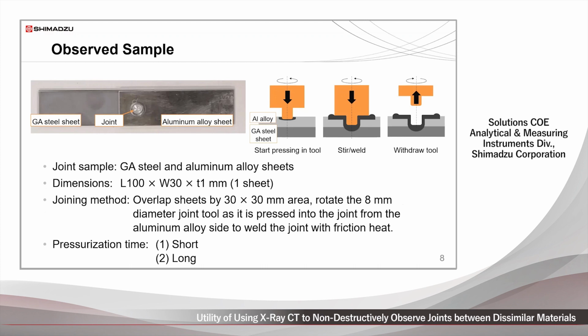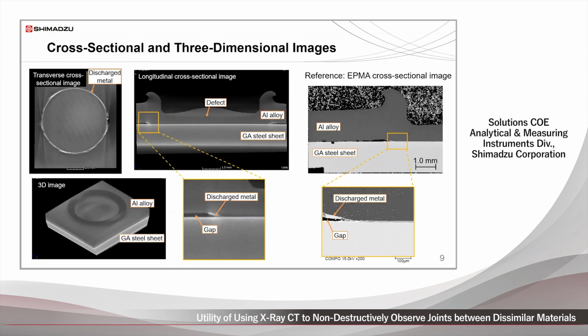Two types of samples were prepared, one with pressure applied for a long time, and the other with pressure applied for a short time during the press, insertion, and rotation. These are examples of cross-sectional and three-dimensional images obtained.